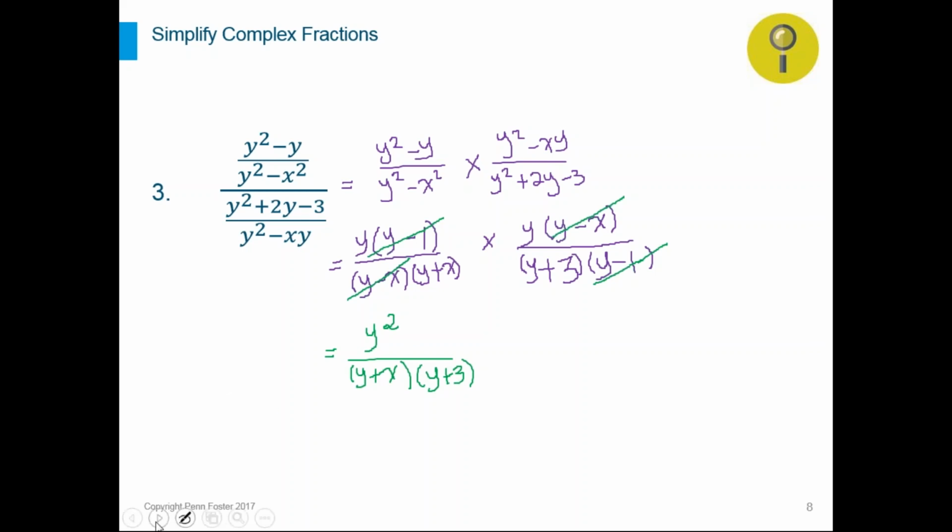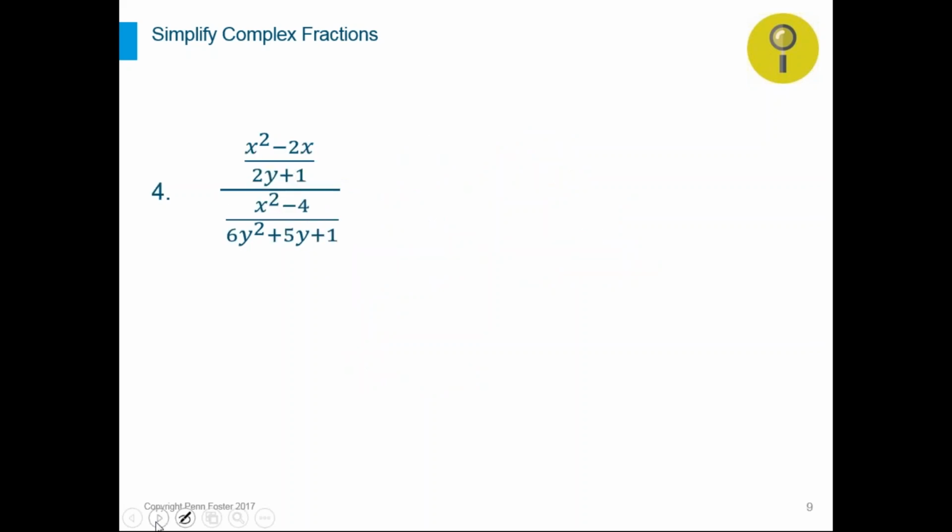Okay, let's proceed to a more challenging question. Okay, so the same thing. It's a complex fraction. I know what to do. I'm going to switch the second fraction to the reciprocal after I switch my problem from division to multiplication. So the first fraction will stay the same, x squared minus 2x over 2y plus 1, times flip. So the trinomial will appear on the top, 6y squared plus 5y plus 1 over x squared minus 4.